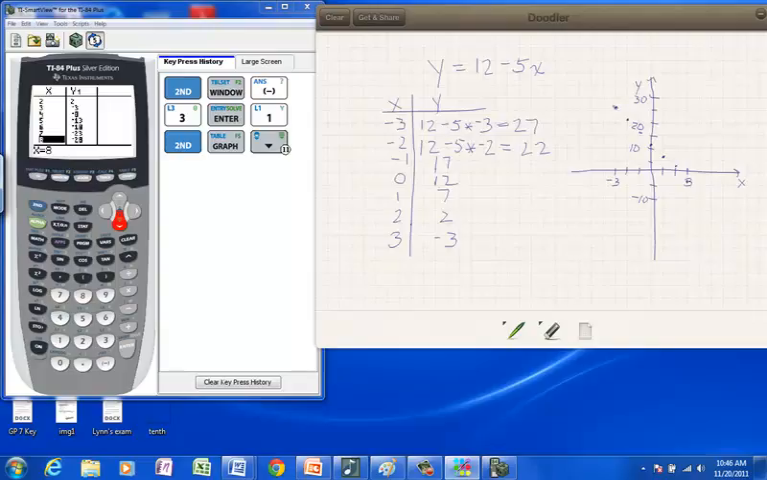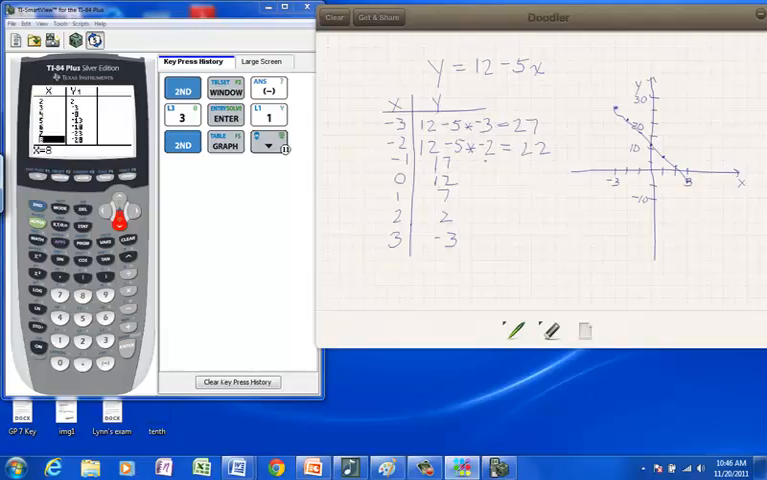And if I connect these dots carefully, it should look like a straight line. This is where I recommend that you use a ruler, which I have a difficult time doing with my computer. All right, now let's go over to the calculator and build this table in the calculator.